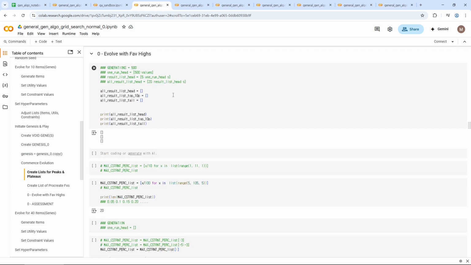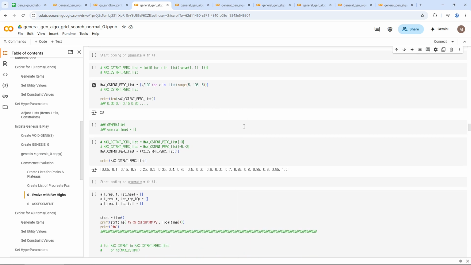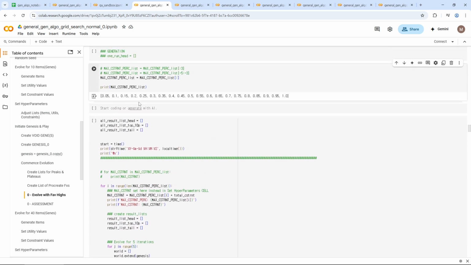Such as all result list head, the average of top 10%, and all the tails, or the bottom entity, the head being the top entity. And then the max constraint percent list starts from 0.05 to 0.1, and then all the way to 1.0. So there are 20 items, and then I loop through all of them.